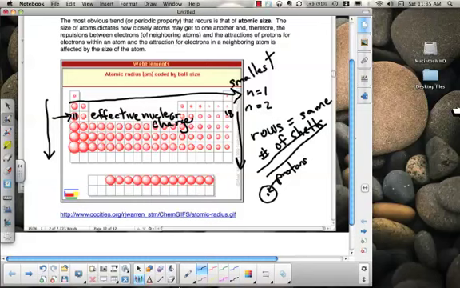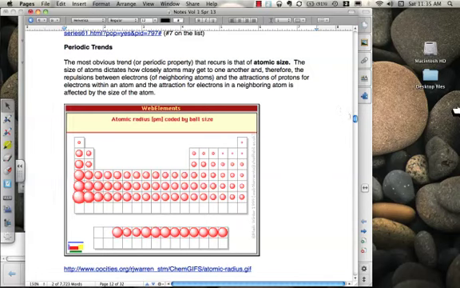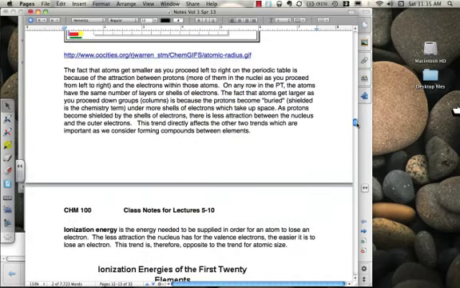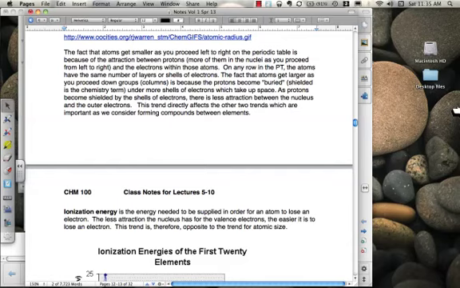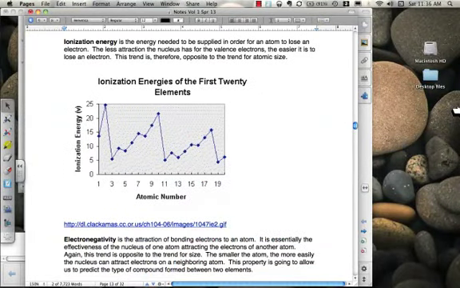All right, let's go back to the notes and talk about our next trend, which is connected to size. What I've just talked about in the video is explained right here in this paragraph. The next trend that we're going to talk about is ionization energy. Ionization energy, as it's defined right here at the top of the screen, is the energy needed to be supplied in order for an atom to lose an electron. So you're trying to take out a valence electron, the ones on the outside. The less attraction the nucleus has for its valence electron, the easier it is to lose one.